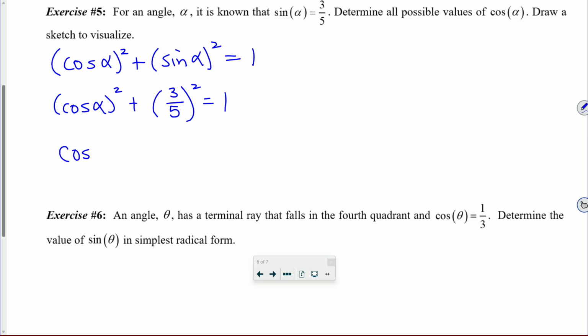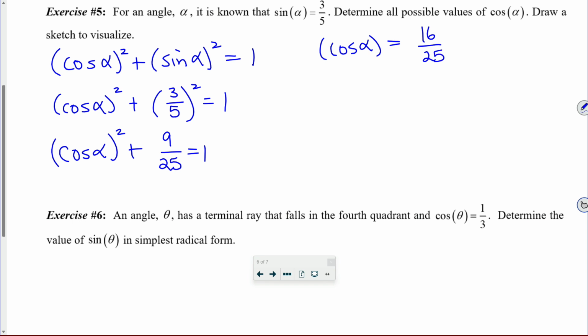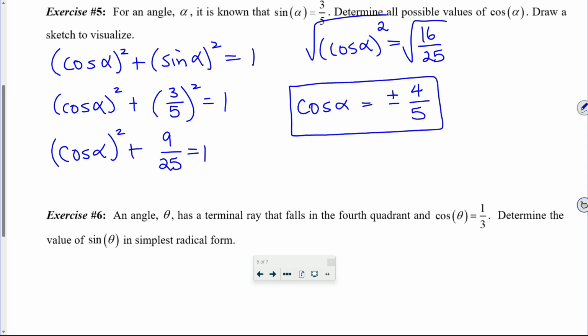Well, let's just solve this for cosine of alpha. Cosine of alpha squared plus 9/25 is equal to 1. Now, if I subtract 9/25 from the number 1, I will get 16/25. So cosine alpha squared is 16/25. And now I take the square root of both sides, and of course I'm going to get 2 answers. And I'll get cosine of alpha is plus or minus 4/5. All possible values of cosine alpha.